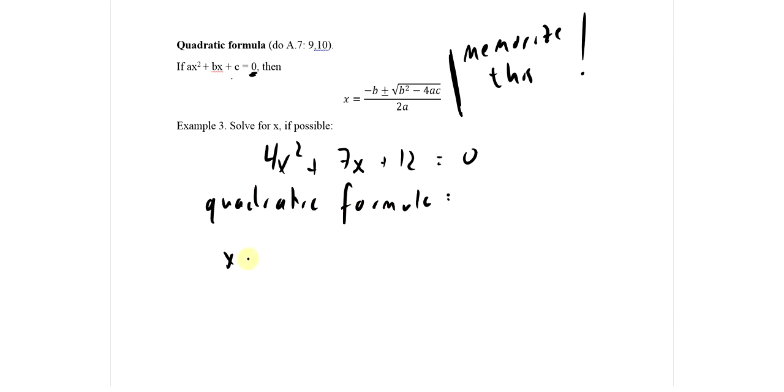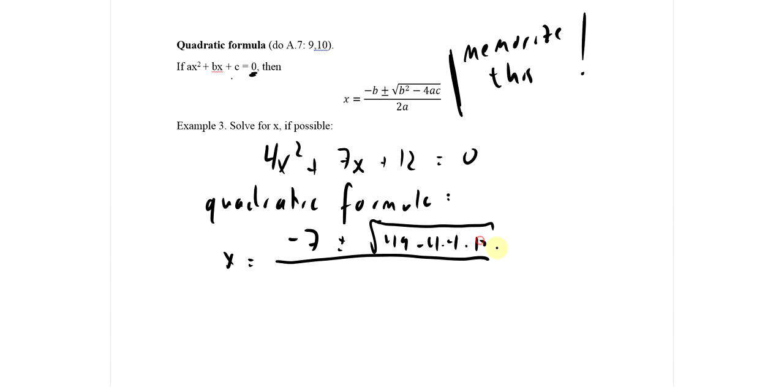You just, if you've memorized it, just plug everything in, right? I always put in my horizontal line first so I don't get totally screwed up. So negative b here is 7, so b is the coefficient of the x, so it's 7, plus or minus b squared. b is 7, so that's 49, minus 4ac. So that'd be a 4 times a, which is a 4 times 12.